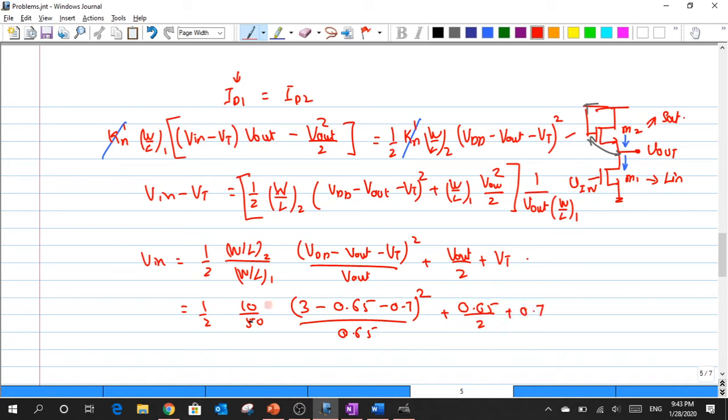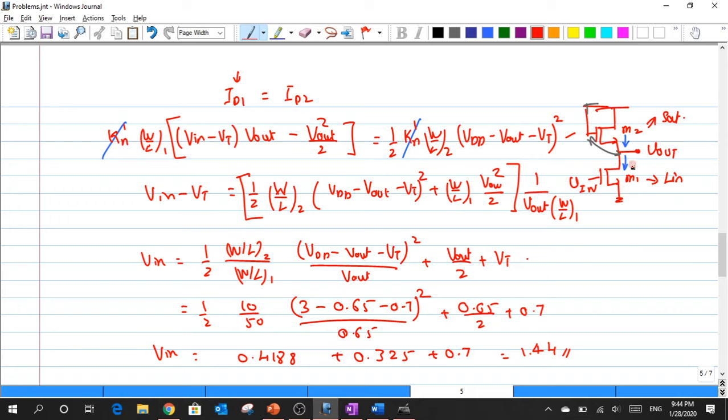So the first term leads to a value of somewhere around 0.4188, and the second term gives me a value of 0.325 and 0.7. When we add up all of these quantities, one would end up having something like 1.44 as the V in value. So obviously we know that it's a CS amplifier and it's an inverting amplifier.